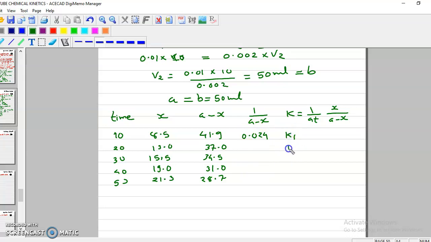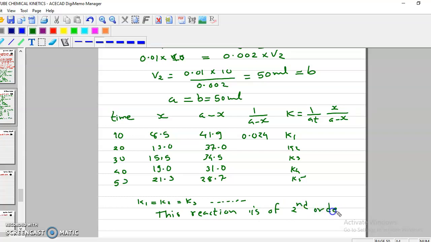This is k1, then k2, k3, k4, and k5. Okay, and if you are getting k1 is equal to k2 is equal to k3 and so on, then you can say that this reaction is of second order. So this way we can find out the order of reaction by calculating k.